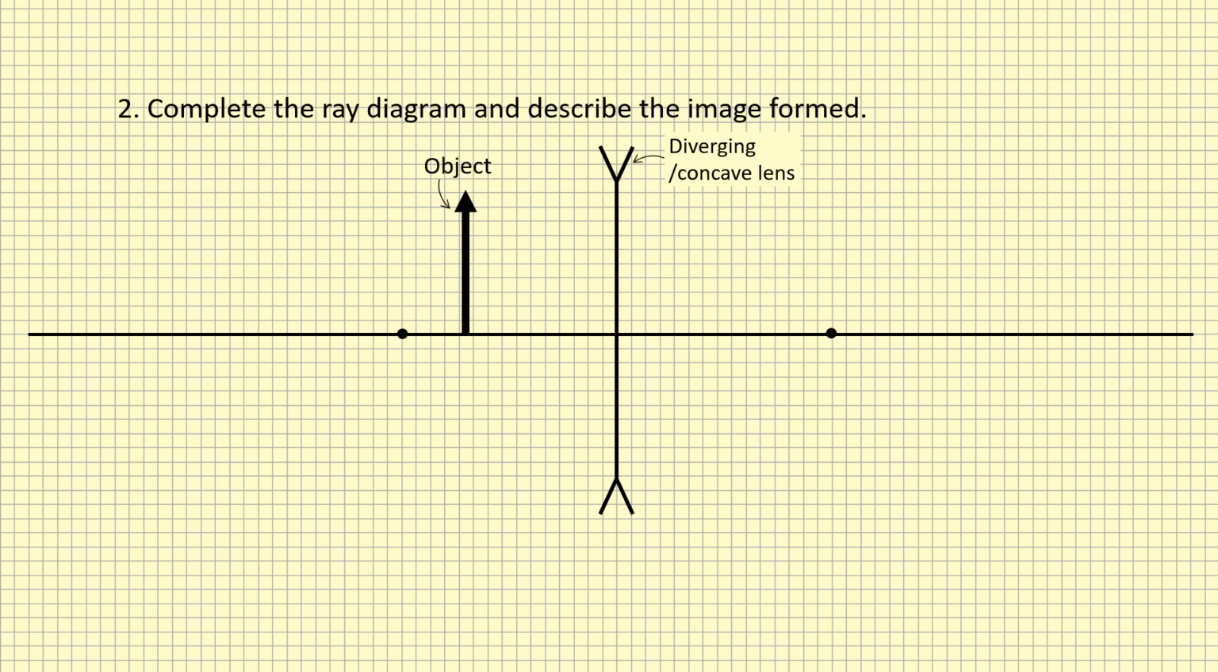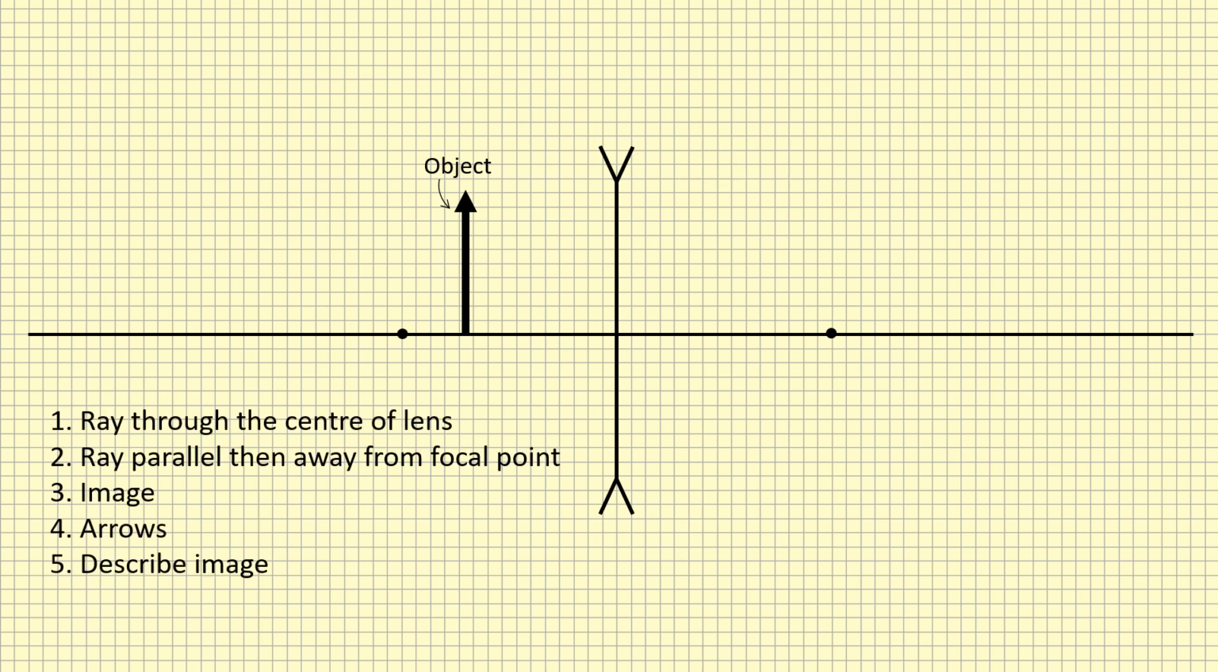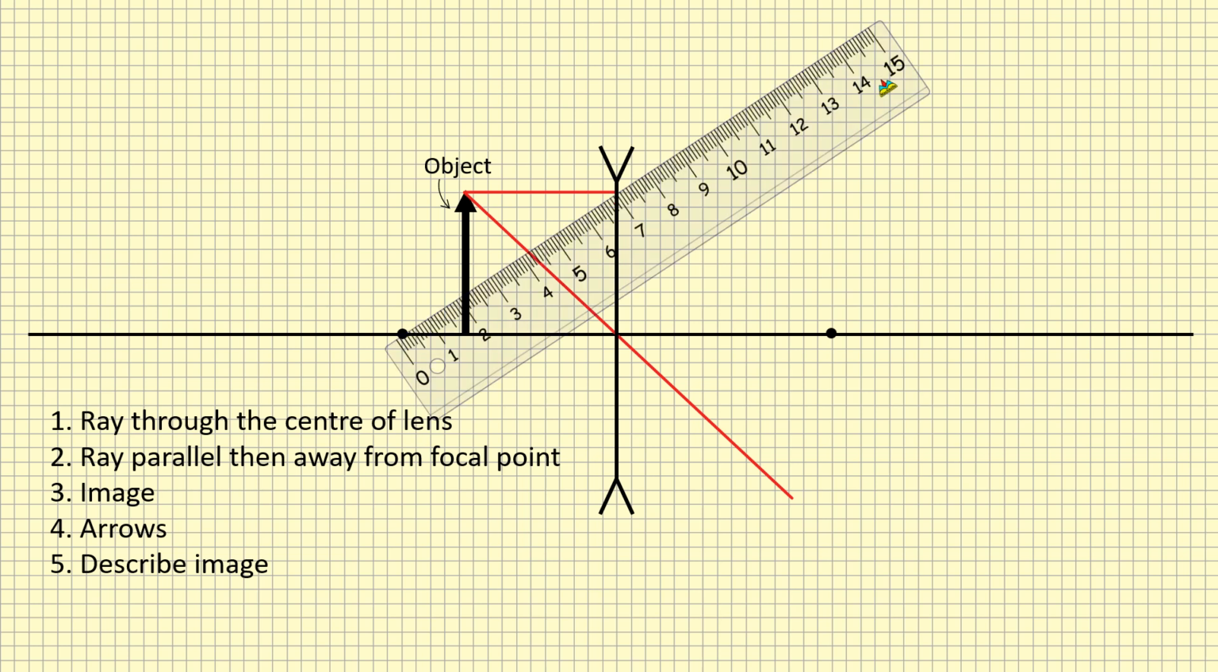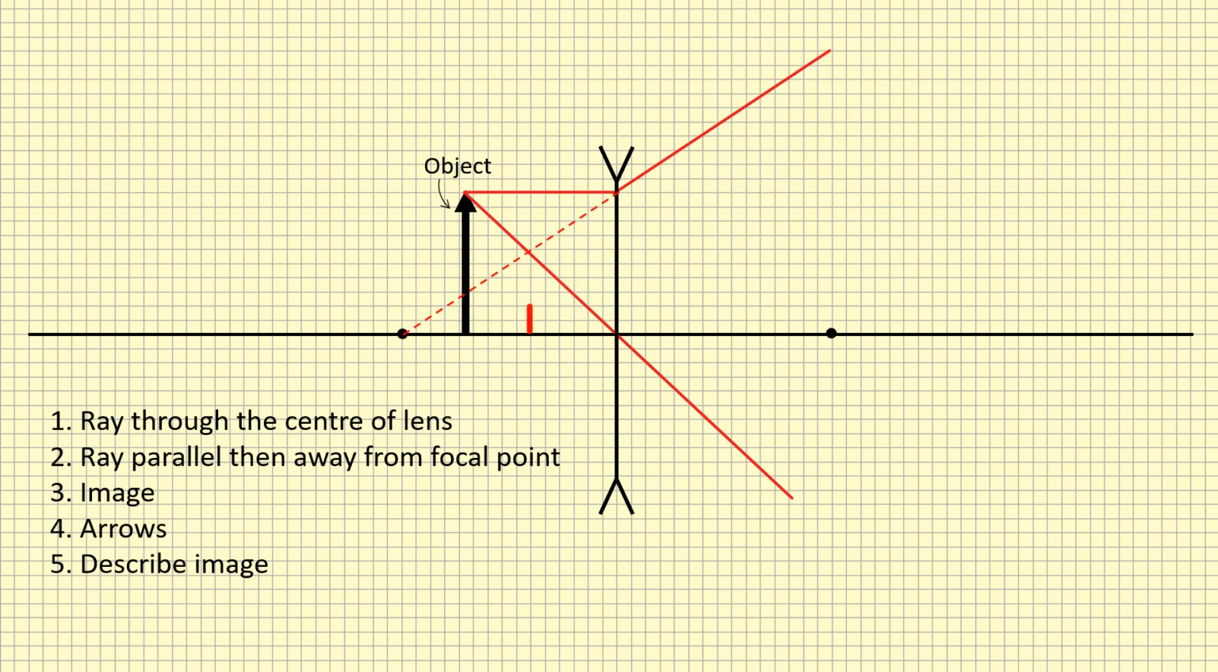Another example here, except the object is a bit closer to the lens. Let's make some space, and here's a checklist of things I need to do. First of all, from the top of the object to the center of the lens undeflected, and then a ray parallel to the axis, and now it's going to diverge away from the focal point on the left because it's a diverging lens. So you use your ruler to join those 2 points with a dotted line, and then you continue that dotted line but using a solid line away from the focal point on the left. Okay, so the image is formed where those lines appear to meet, and that's your virtual image that's going to be formed there. Don't forget to add arrows.